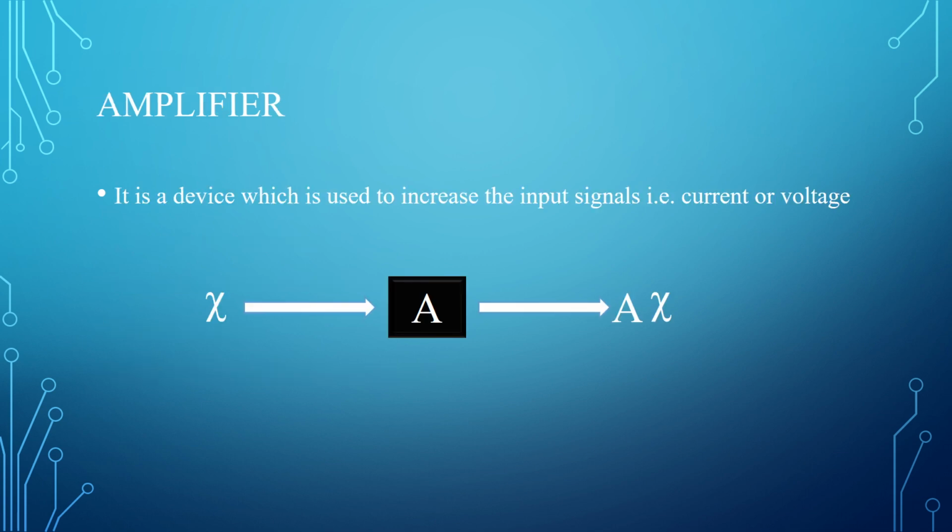Amplifier. Amplifier is a device which is used to increase input signals. These signals can be a current or a voltage. As you can see in the equation, X is the input signal while A is the amplifier. When the input signal goes into the amplifier, we get an output A times X.